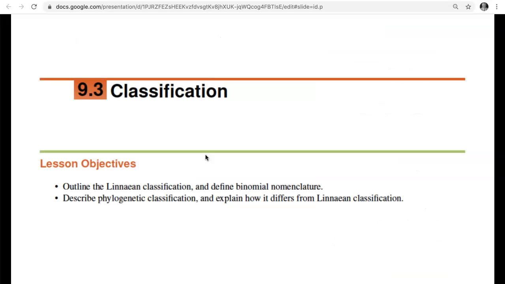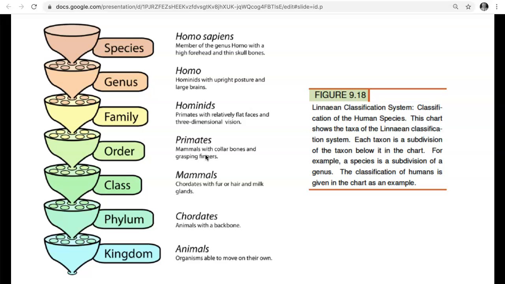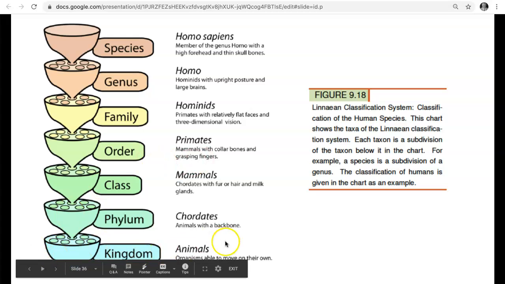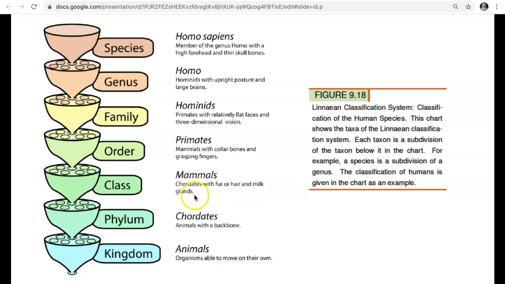The last section talks about the classification of life, and it talks about the Linnaean classification and using binomial nomenclature, where we use genus and species. Here's an example of that when we're talking about human beings, the human species. We are in the kingdom of animals. We are in the phylum of chordates, that's animals with a backbone. We are mammals, those are chordates with fur and milk glands. We're primates, we have collarbones and grasping fingers. Then hominids, relatively flat faces with three-dimensional vision. We're in the genus Homo and in the species sapiens, so Homo sapiens.